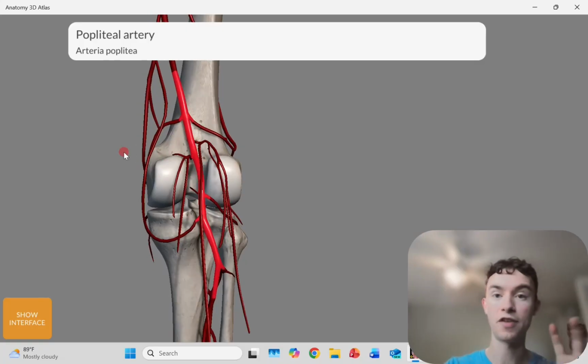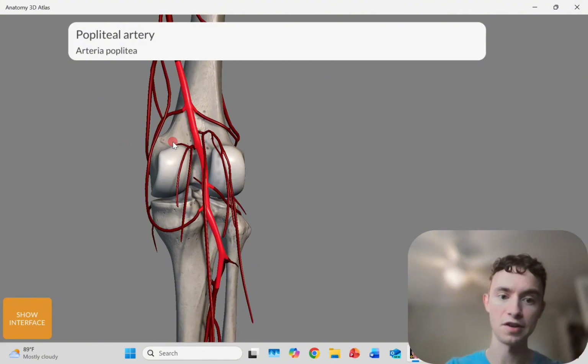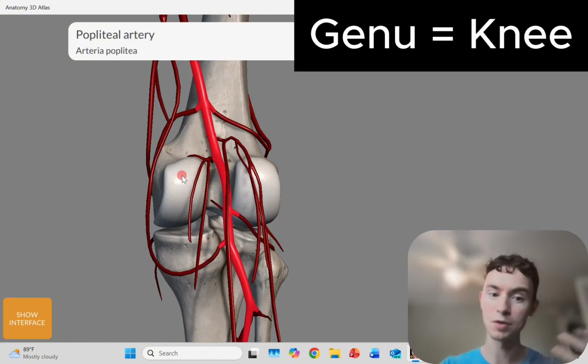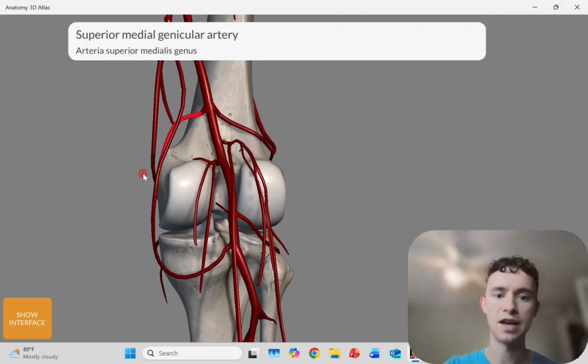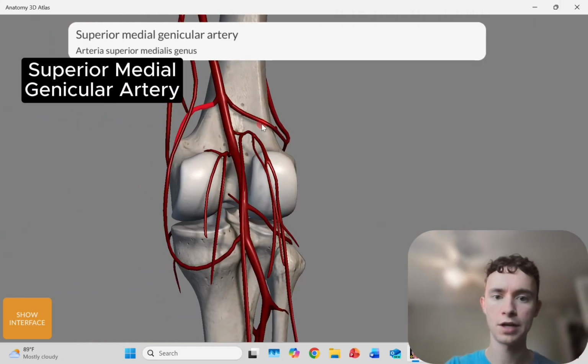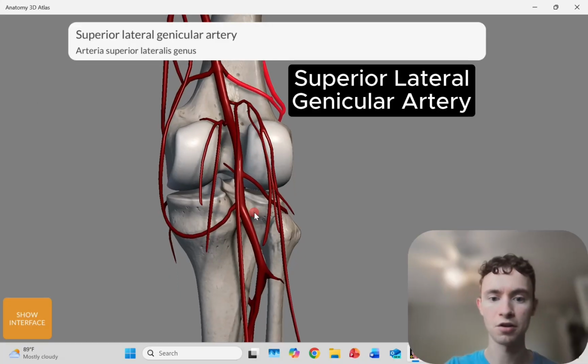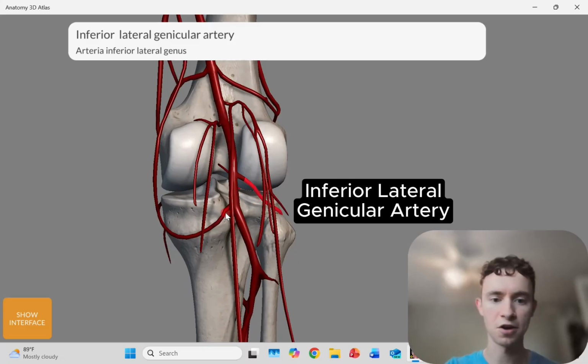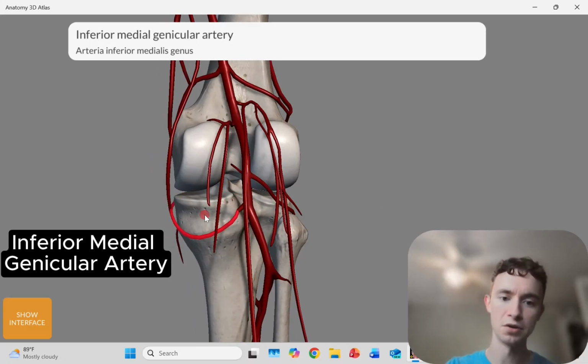our knee joint. So there are 5 major branches of the popliteal artery, and they're all called genicular arteries, and genu is Latin for knee. It's appropriate because this supplies the knee joint. And we have a superior medial genicular artery, superior lateral genicular artery, and remember the fibula is over here, so this is lateral. We have an inferior lateral genicular artery and an inferior medial genicular artery.